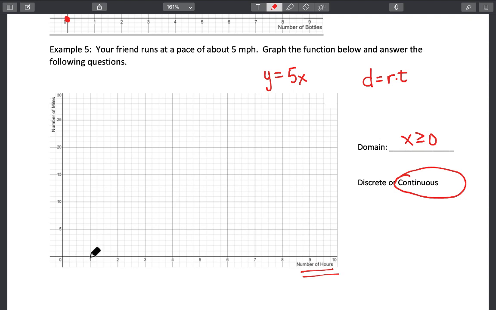If I run for 1 hour, I will have gone 5 miles. 2 hours, it will be 10 miles. 3, it will be 15. Now I'm just plotting these points right now, but keep in mind that this is a continuous line. So I actually do want to connect all these dots and make it a nice straight line.